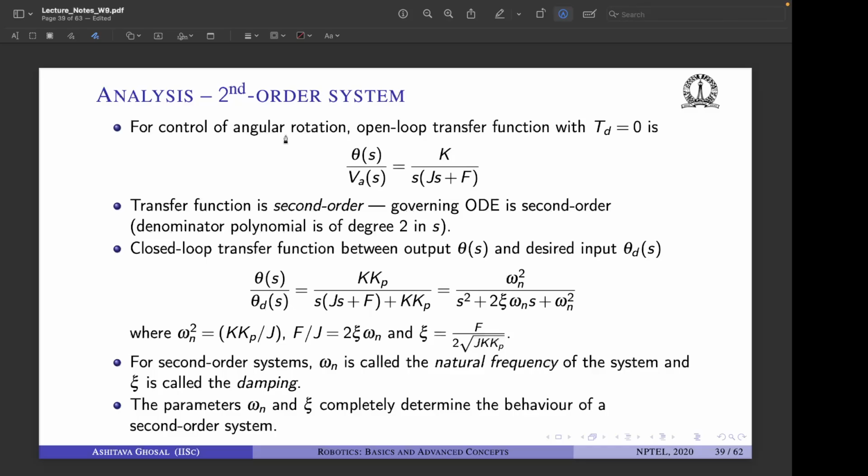Now if we also include control of angular rotation, so right now we are just having here omega, right, angular velocity. Now if we integrate and we want to control theta, then we have a second order system, because the denominator here now has an s square term, so it becomes J s square plus f s, right? So this transfer function is second order because the denominator polynomial is of degree 2 in s, right? And the closed loop transfer function is like this, and this is one of the most studied systems in the control literature, the second order system.